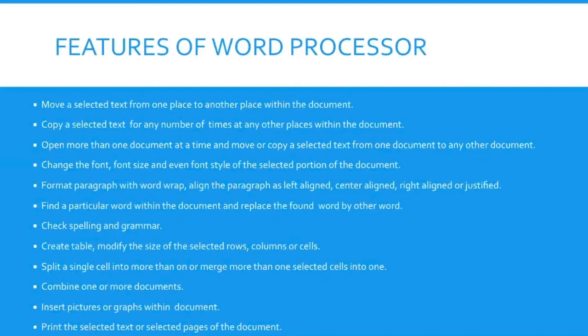Format paragraph with word wrap. Align the paragraph as left aligned, center aligned, right aligned, or justified. Find a particular word within the document and replace the word found by another word. Check spelling and grammar. Create table. Modify the size of the selected rows, columns, or cells. Split a single cell into more than one or merge more than one cell into one.